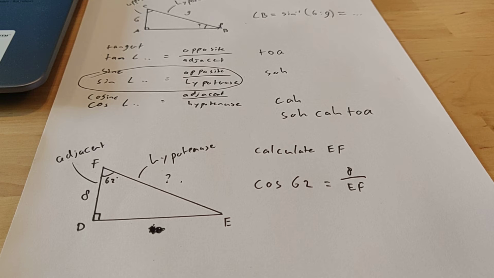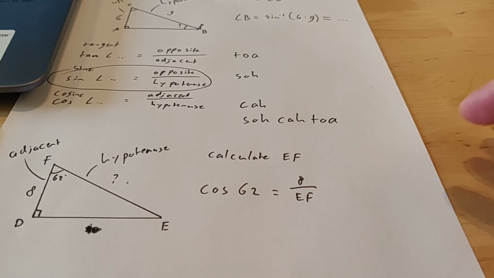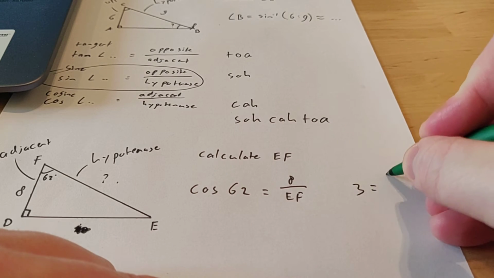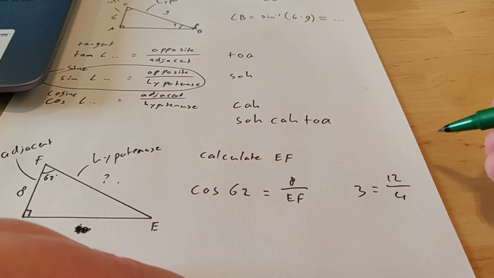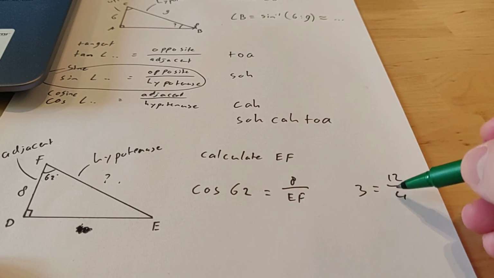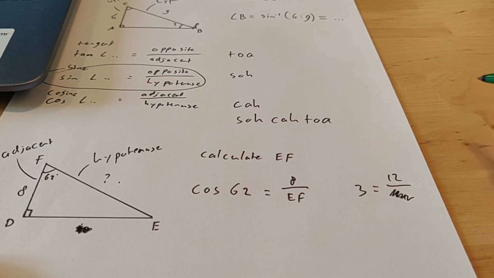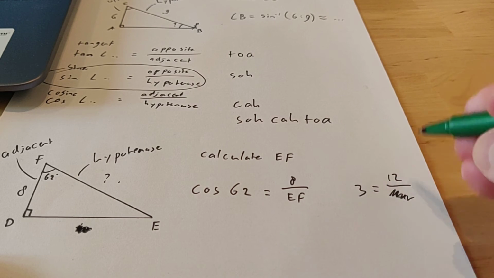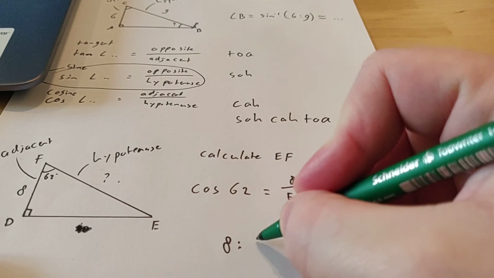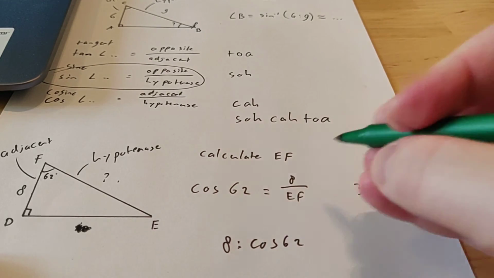Now you always do either times or divided by. If you want to figure out what to do, you can use an example exercise. I always use this one. This one is correct, right? 12 divided by 4 is 3. But I don't know the number at the bottom here. Now if I don't know this number, I can do 12 divided by 3 to get 4, right? So here I have to do 8 divided by cosine 62.